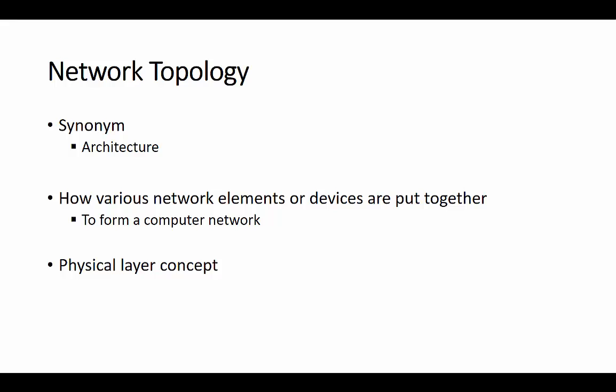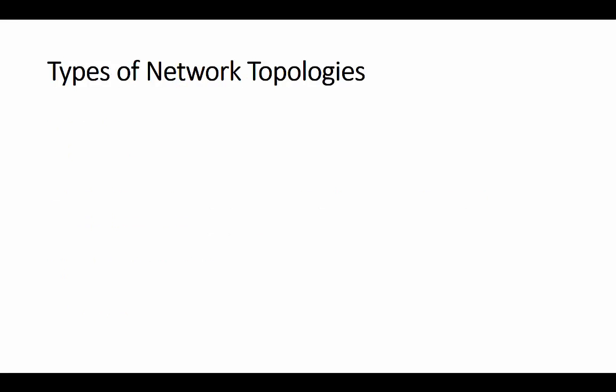Network topology is a physical layer concept. Therefore, the elements we're talking about here include things such as wires and devices. The devices include things like switches, routers, and computers. There are different types of network topologies, including point-to-point, star, extended star, mesh, and bus topologies.